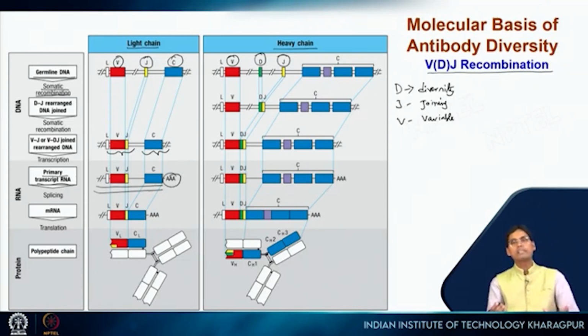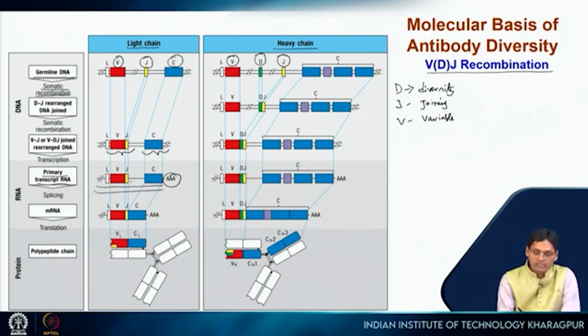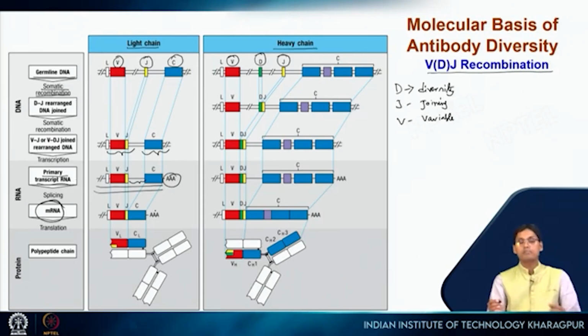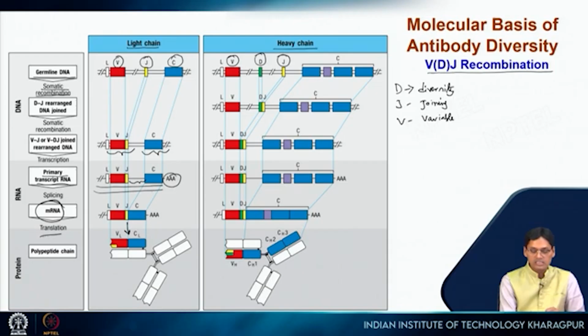Then, in the case of eukaryotic RNA, splicing will happen. As a result, for example, this portion is going away. After splicing, this is our mature mRNA. As you can see, V, J and C are continuously present. After translation, this is the translation step, you will get the polypeptide chain. What kind of polypeptide chain? The light chain of an antibody.